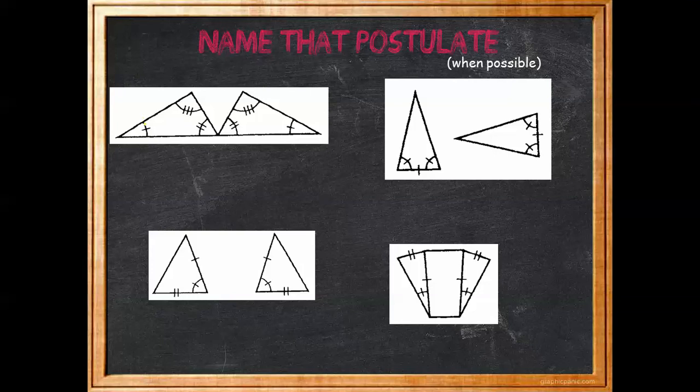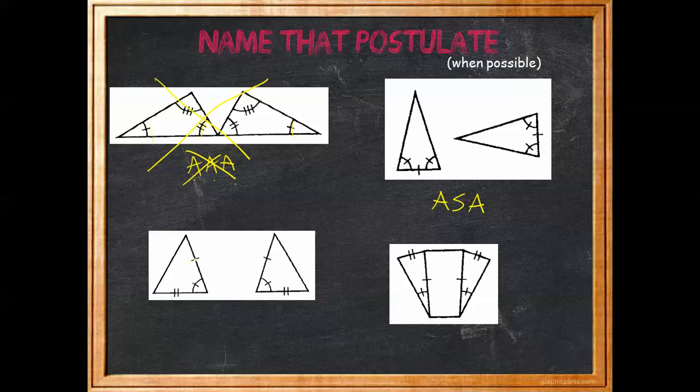On this one, we're given this angle is congruent, this angle is congruent, and this angle is congruent. So we're given angle, angle, angle, which we cannot use to prove that these triangles are congruent. For this one, we're given an angle, a side, and an angle that are congruent. So we have angle, side, angle. That is one that we can use, so we can prove that these two triangles are congruent.